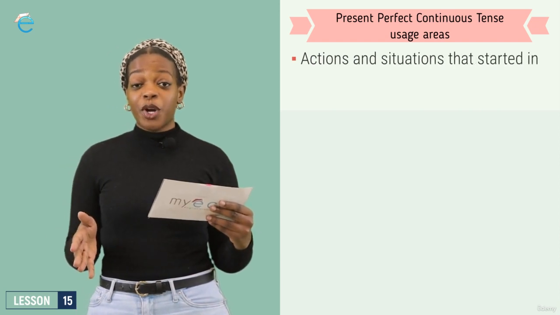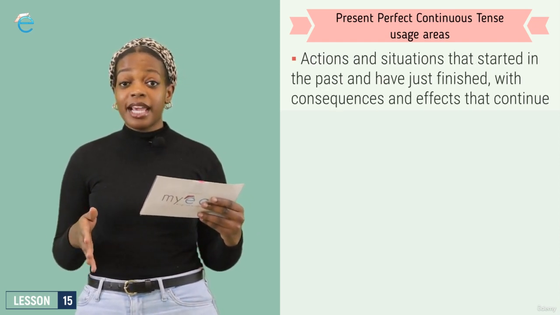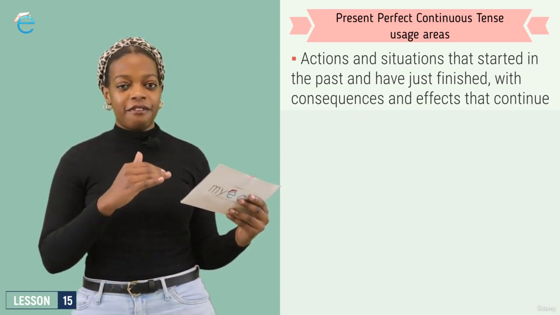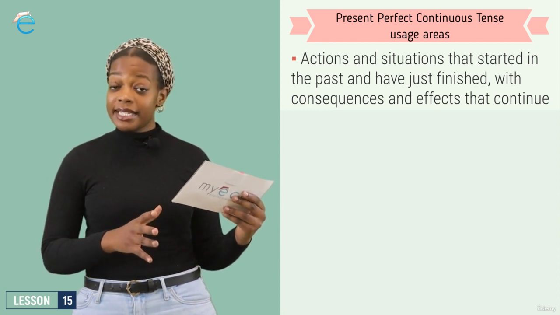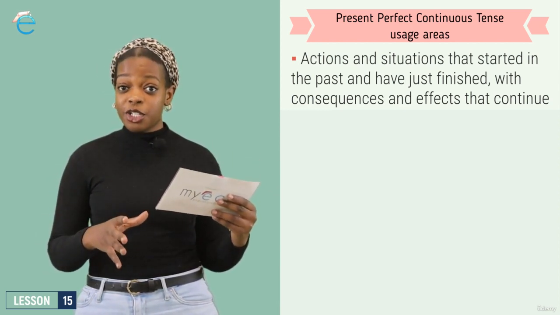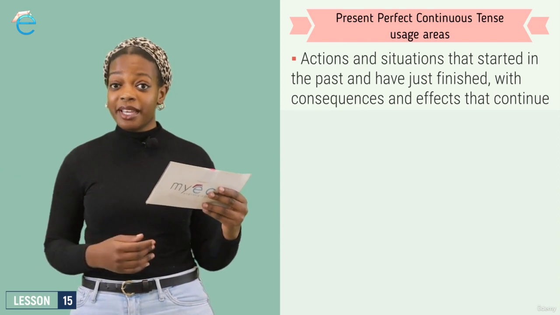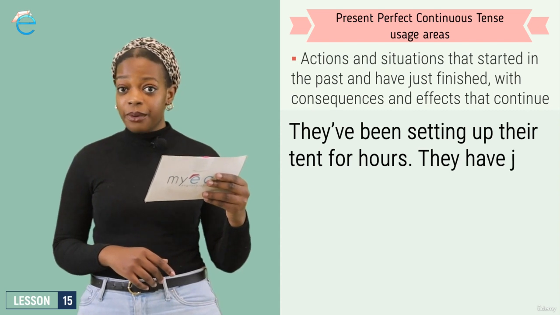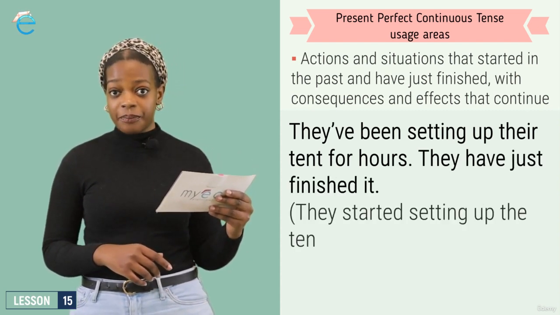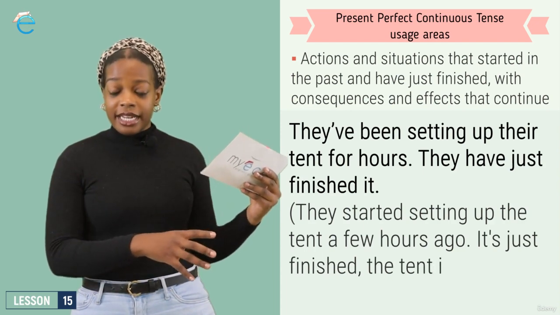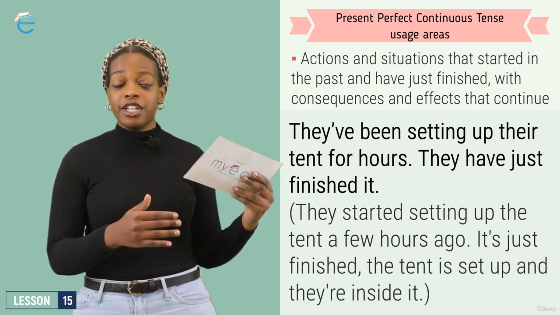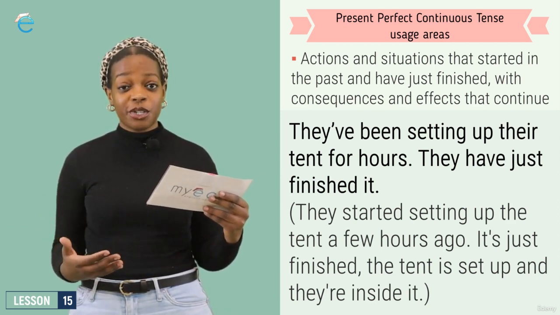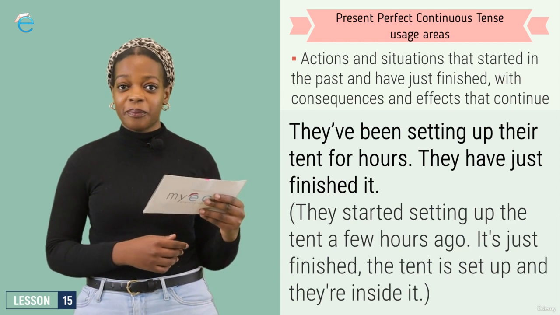The next situation where we use present perfect continuous is when the actions began in the past, they have newly finished, so it just finished, but the effects and the consequences are still continuing. For example, they have been setting up their tent for hours. They have just finished it. Again, they were setting up their tent. That action is finished. Now they are inside the tent, so the effects and consequences are continuing.